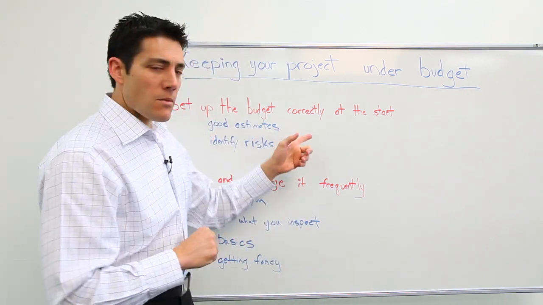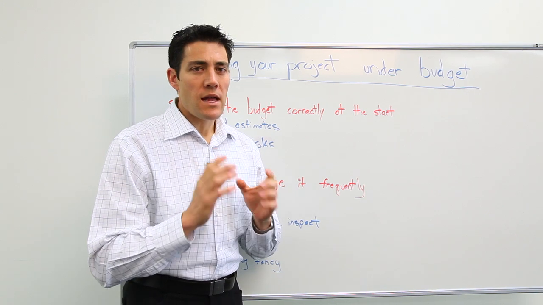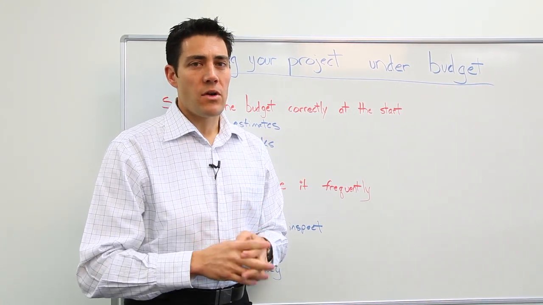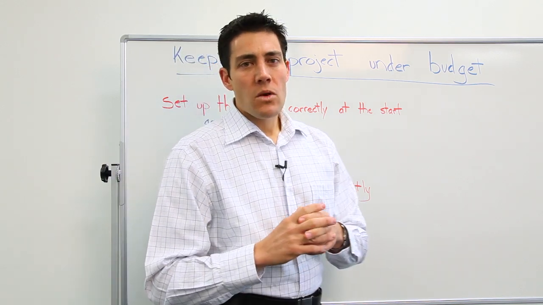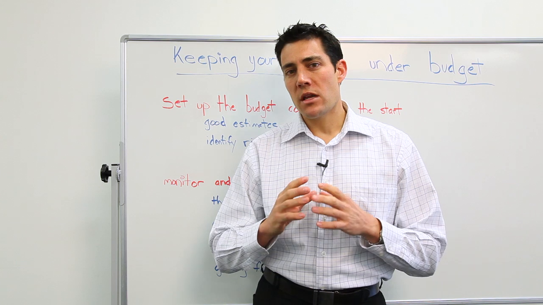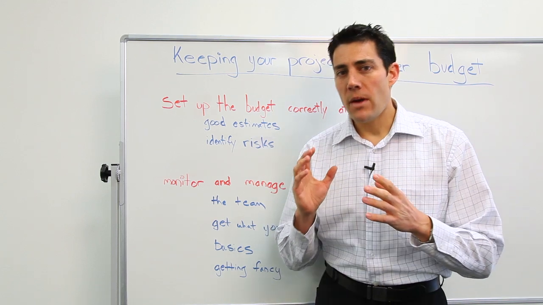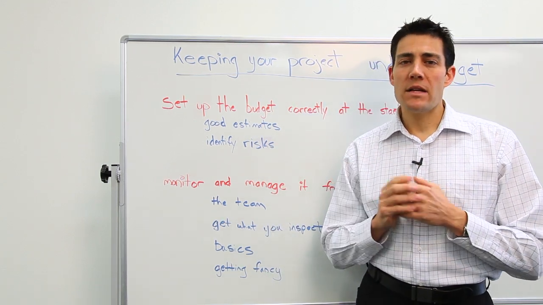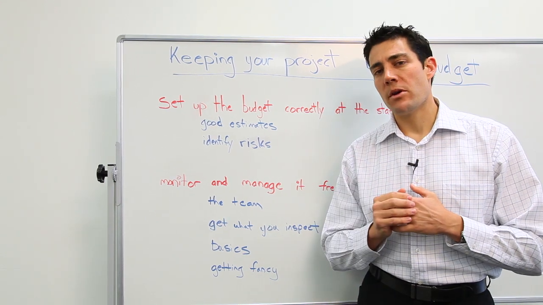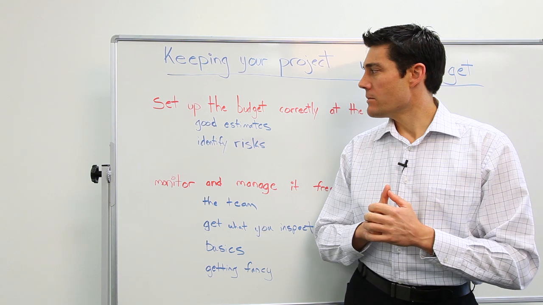So the first thing to remember, it actually starts at the start. You've got to have that budget set up correctly at the start of the project. Generally speaking, when you're doing the initiation phase of a project, you're doing a planning estimate, a budgetary estimate. So it's something around a plus 25%, minus 10% of what your actual project budget might be. But you've got to get that right from the start.